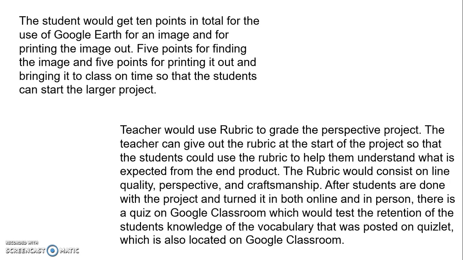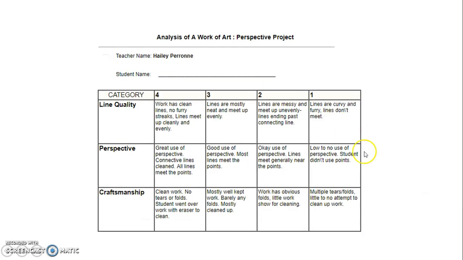And then there is a rubric that I believe would be a good example to use for the students making a perspective project, because a lot of times students coming in for art for the first couple of times don't really know what to expect, and they don't know what the teachers are expecting. And a rubric is a really good way for them to understand how they are going to be graded. So this is a little rubric that I created, a basic one for a perspective project. You have things like line quality, perspective, and craftsmanship.